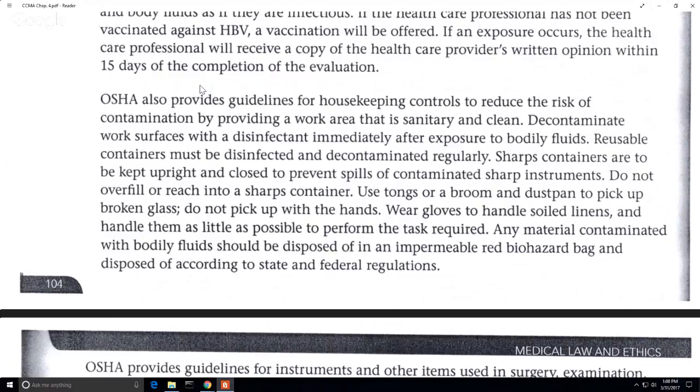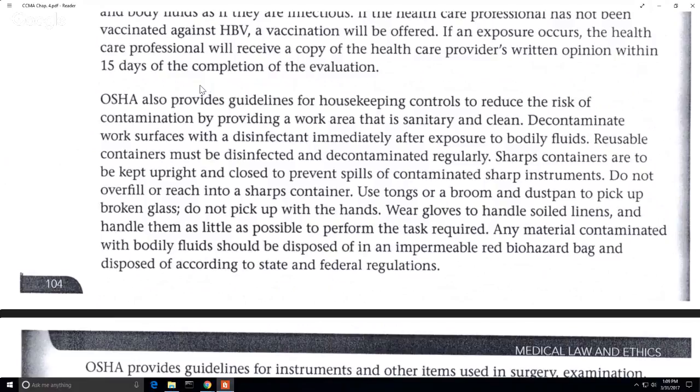Now, reusable containers should be disinfected and decontaminated regularly. Sharps containers are to be kept upright and closed to prevent the spill of contaminated sharp instruments. So do not overfill or reach into the sharps container. Use tongs or a broom and dustpan to pick up broken glass. Do not pick up with the hands. Wear gloves to handle soiled linens and handle them as little as possible to perform the tasks required.